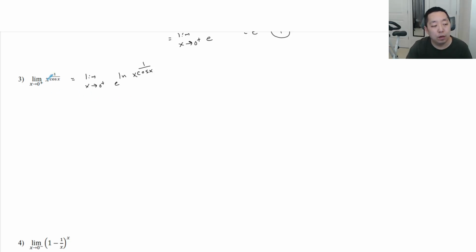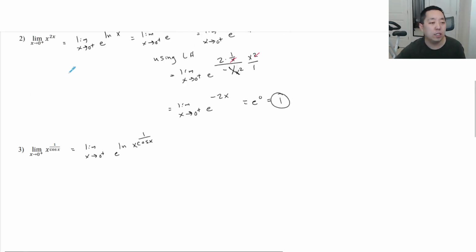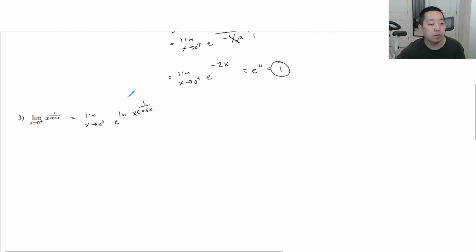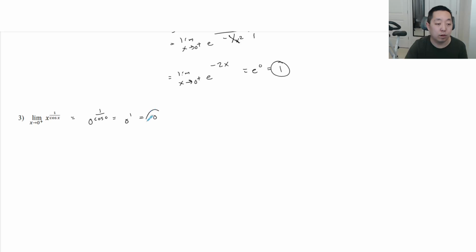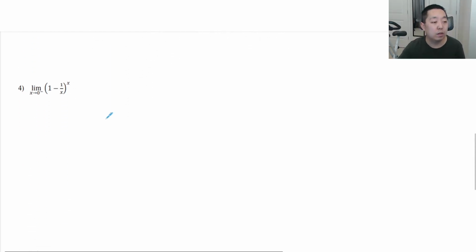It's going to be 0 to the 1 over cosine of 0, which is 1, so 0 to the 1 power. Actually, I think 0 to the 1 is not an indeterminate form. I don't think you need to do a trick for that one, because you can just plug in. You're going to get 0 to the 1 over cosine of 0, which is 0 to the 1, and 0 to the 1 is just 0. So that one, you don't need the trick or L'Hopital's rule because it's not an indeterminate form. How about this one?